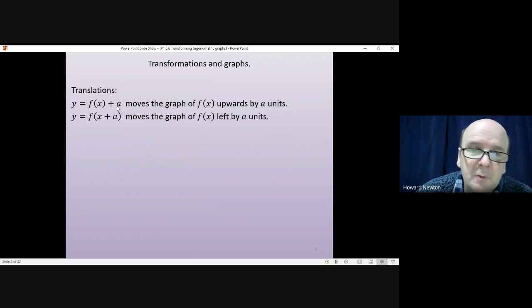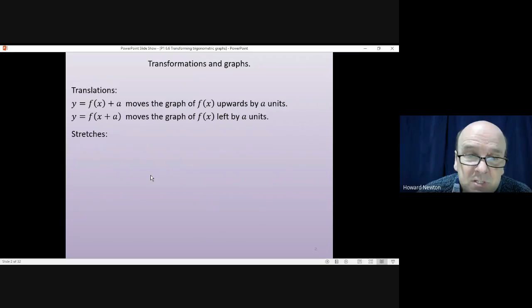It's worth remembering, whenever you adjust the whole function, what you would expect to happen does happen. When you adjust the x value, the opposite to what you would expect happens. So when we add a to the x values, the function actually moves left by a units.